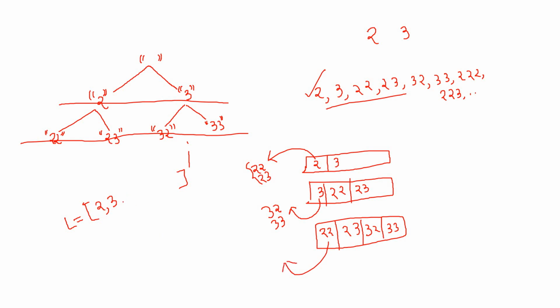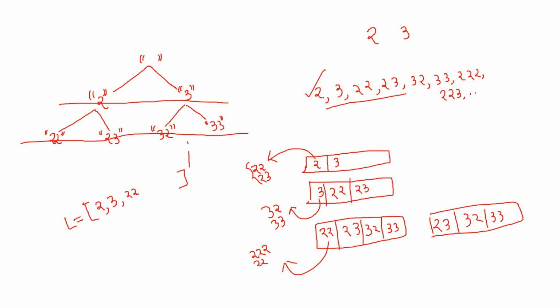As soon as 22 comes, just add that in the output list, and our new queue is looking like this. See, 23, 32 and 33, these are the elements. Now the popped element is 22, with that append 2, with that append 3.